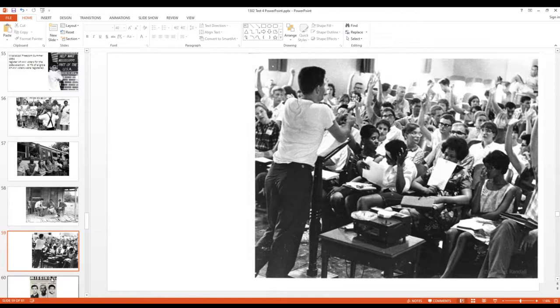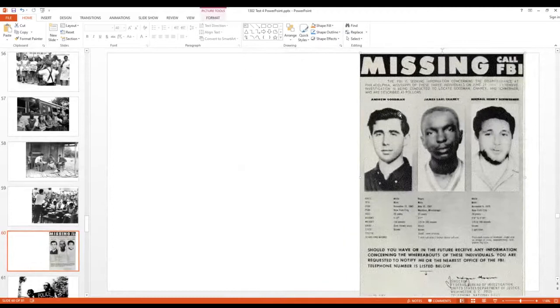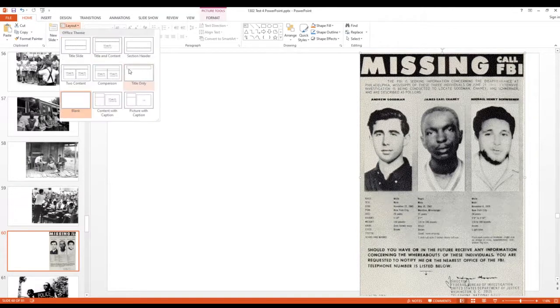The most famous criminal case to come out of this is, of course, Goodman, Cheney, and Schwerner. These three men went missing very early on, June 21st.